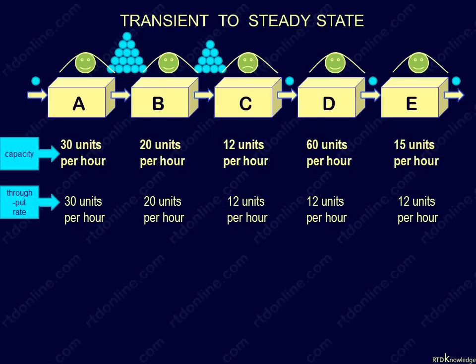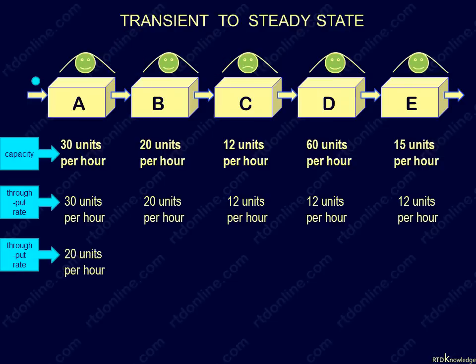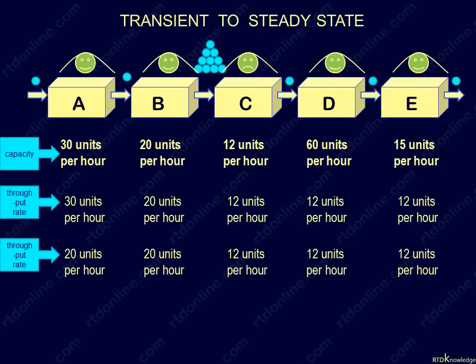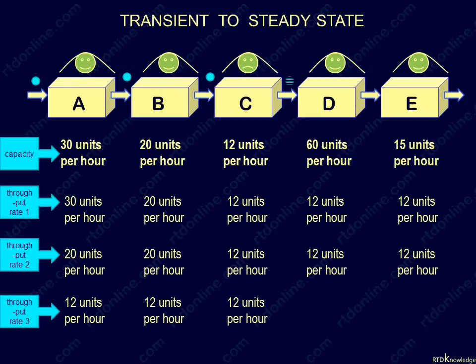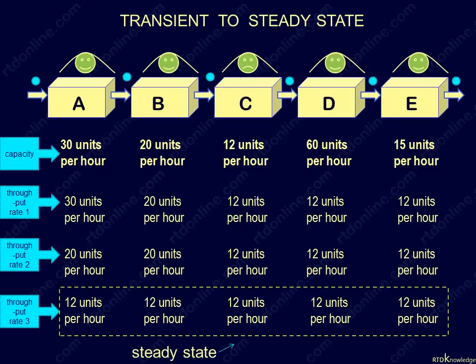After some time, B will tell A not to send more than what he can handle, and A will slow down to the capacity of B. Eventually, B will tell A not to send more than what C can process, which is 12 per hour. At steady state, all 5 stations will be producing in sync with the bottleneck capacity. Another characteristic of a stable process is that its input rate, that is the throughput rate of the first station A, will equal its output rate, that is the throughput rate of the last station E.